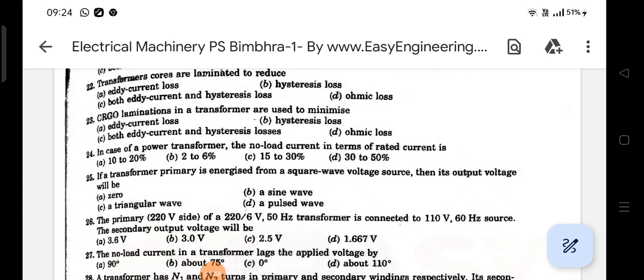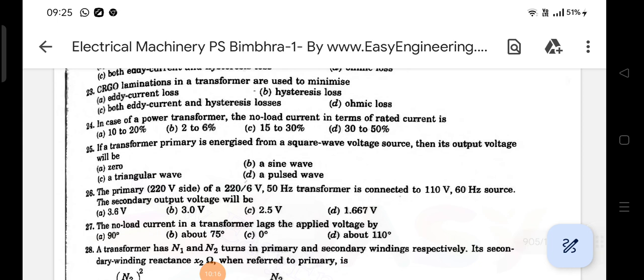24th one. In case of a power transformer, the no load current in terms of rated current is, okay, in case of transformers, no load current is approximately 2 to 6% only. That is, the second option is correct. Next, if a transformer primary is energized from a square wave voltage source, then its output voltage will be, okay, when the transformer primary is energized with a square wave, the output voltage is a pulse waveform.